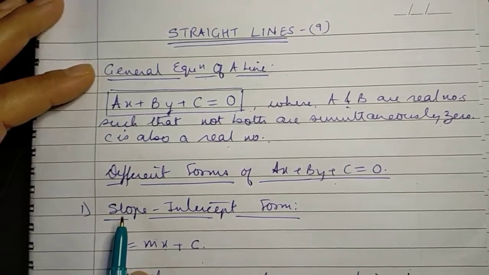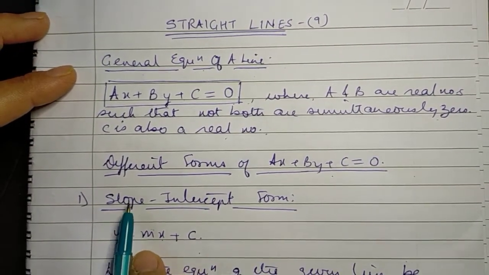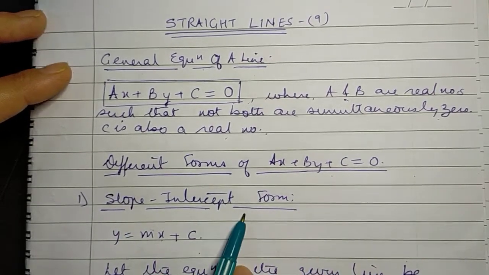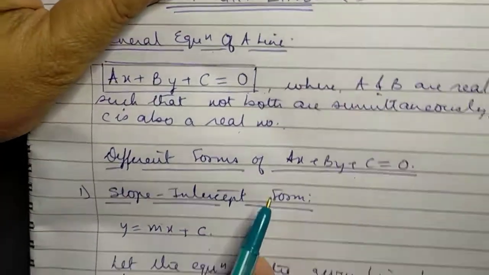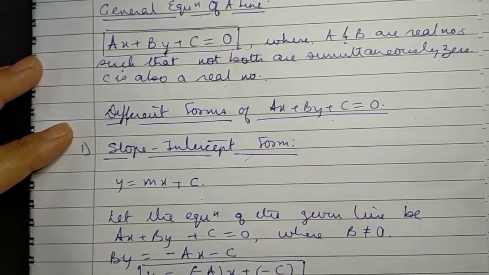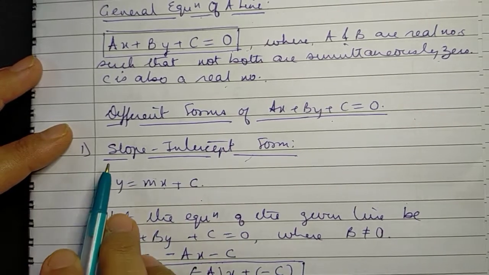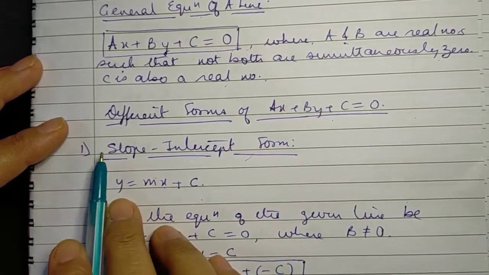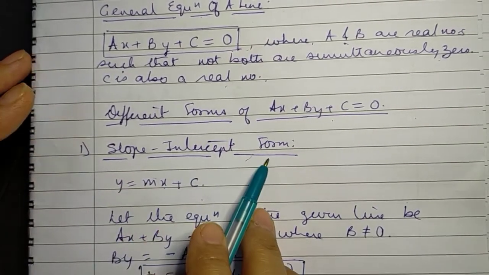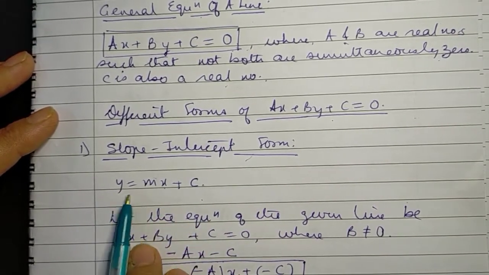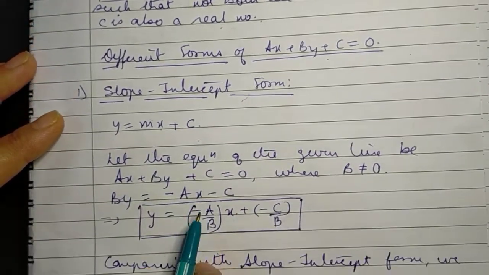Okay, so the three basic forms which we'll be discussing would be converting the general form to slope-intercept form. The next one would be to intercept form, and the third one would be to the normal form. Now, let's first take the slope-intercept form. We know that the slope-intercept form is y equal to mx plus c.